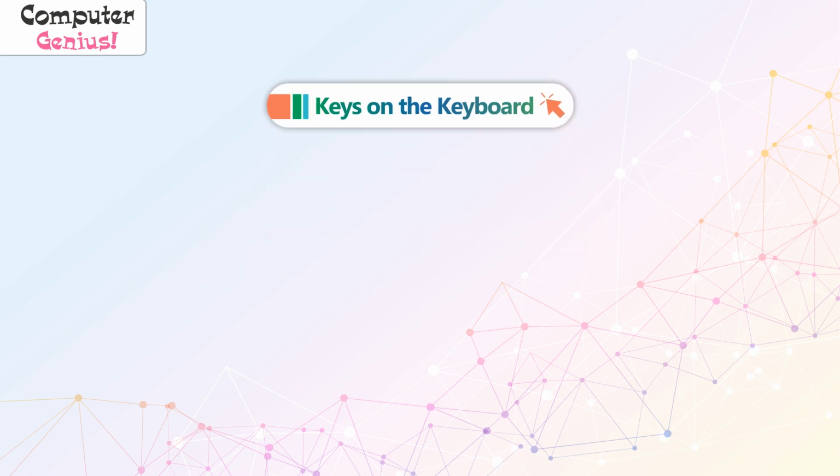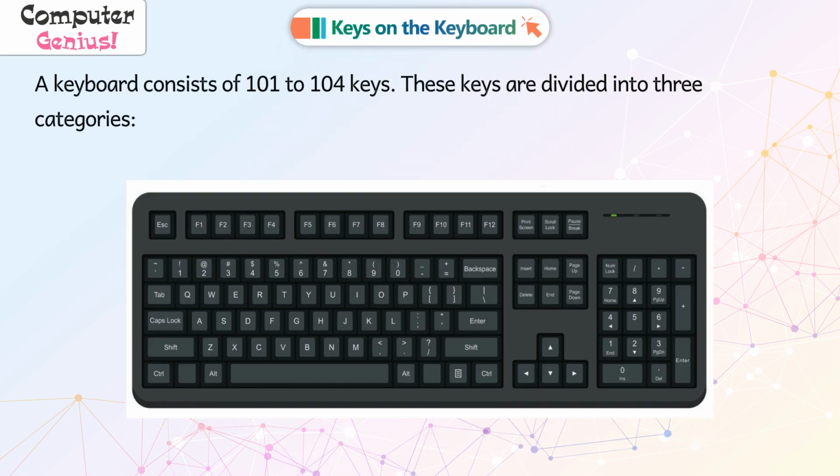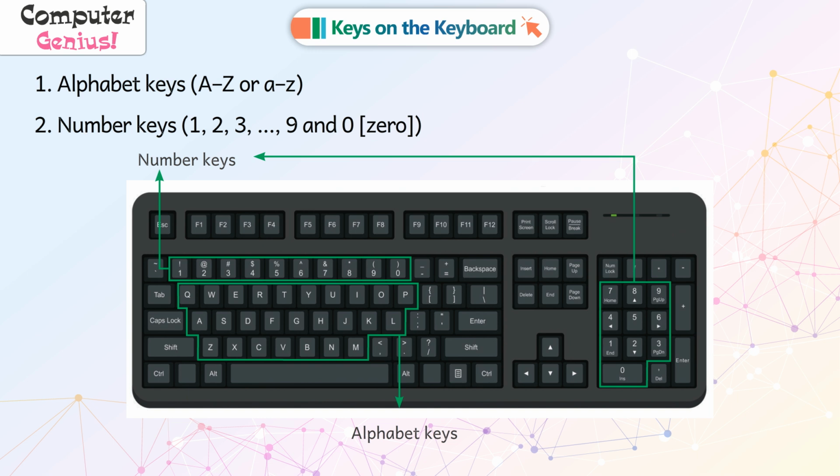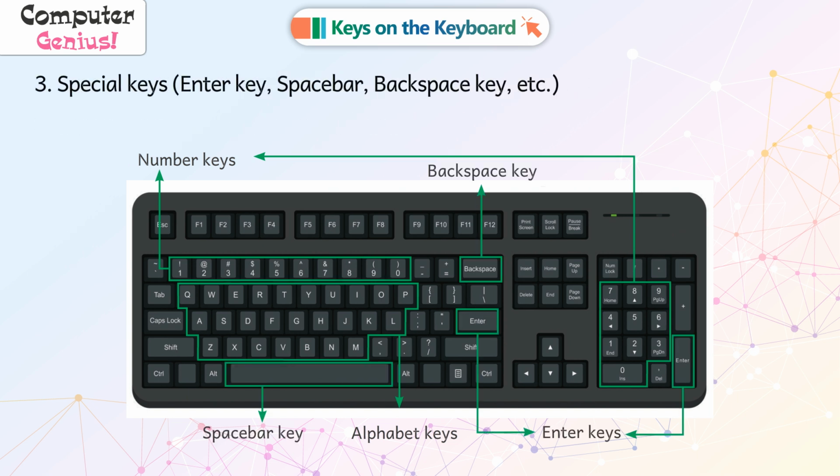Keys on the keyboard. A keyboard consists of 101 to 104 keys. These keys are divided into three categories. 1. Alphabet keys, capital A to Z or small a to z. 2. Number keys, 1, 2, 3 till 9 and 0. 3. Special keys, enter key, space bar, backspace key, etc.